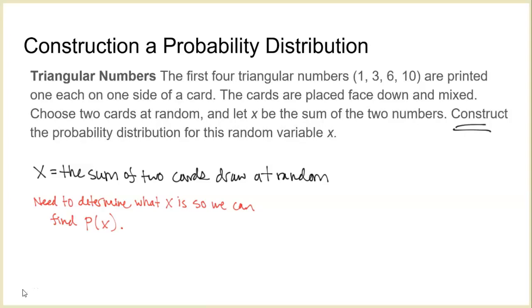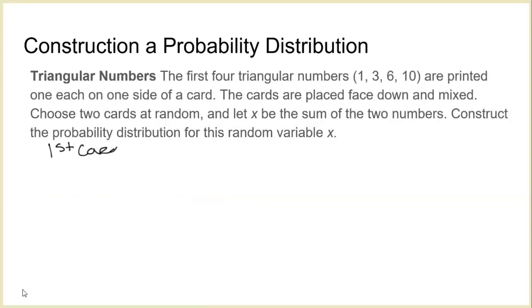So for this, I thought it'd be really good to reiterate or incorporate the tree diagram that we talked about previously, because we need to know our sample space to find the probability. So to do that, think about the first card, right? There's only 4 cards because it says each one of these numbers is printed on one side of a card and they're laying face down. So we're choosing 2 cards at random.